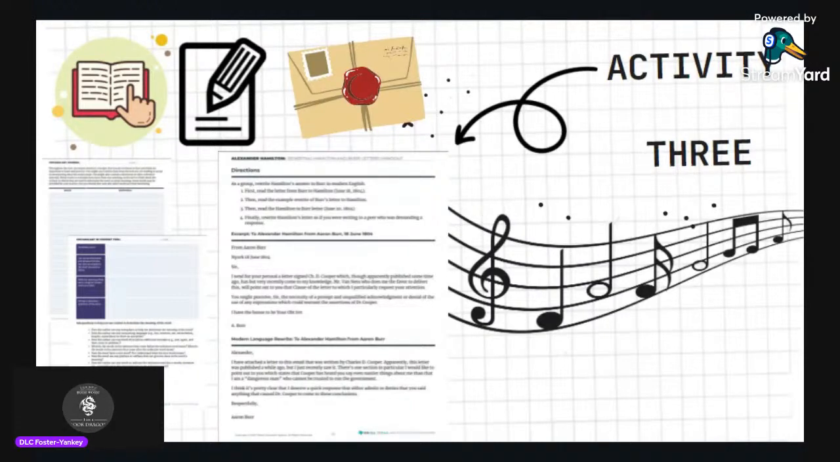Finally, the group paraphrases Hamilton's answer to Burr in modern English by first reading over the modern language rewrite of Burr's letter to Hamilton, then rewriting Hamilton's response as if they were writing to a peer who was demanding a response on the Rewriting Hamilton and Burr Letters handout. To conclude, rewritten letters are shared with the class.